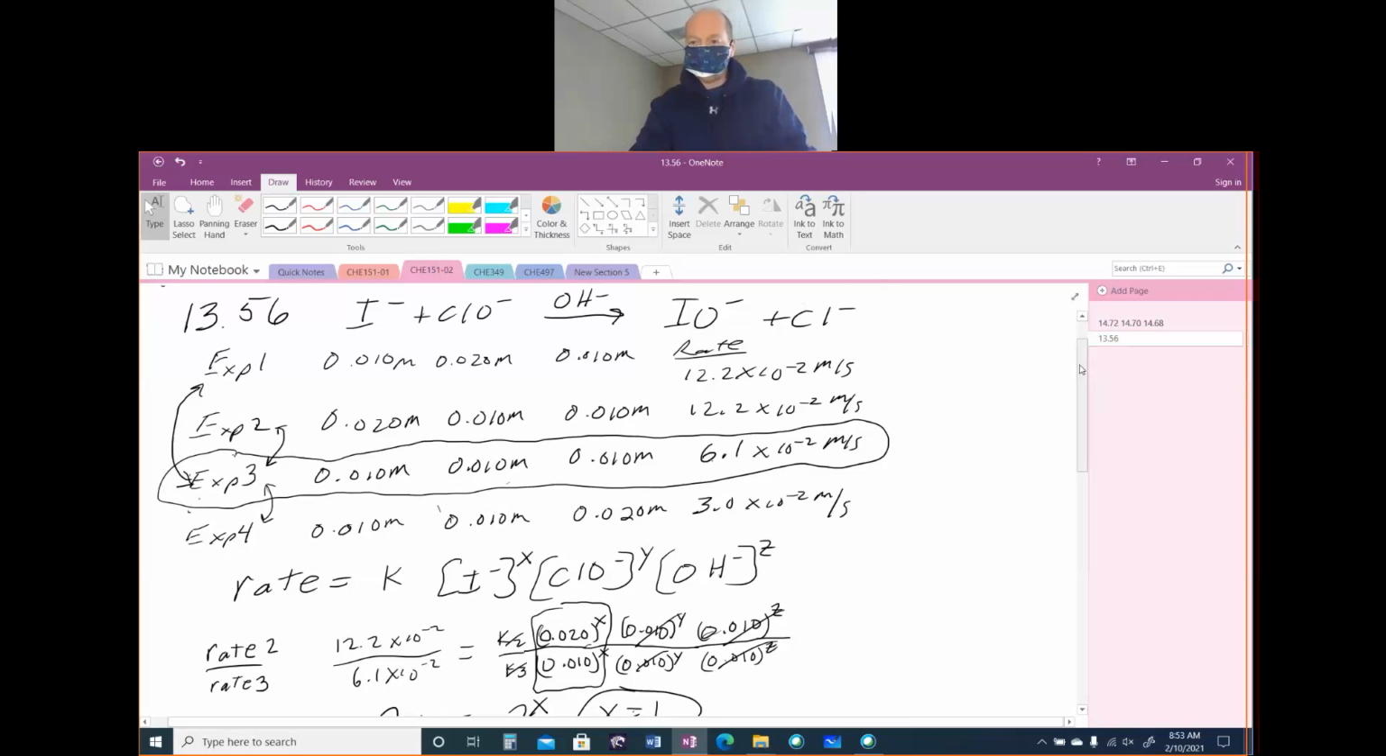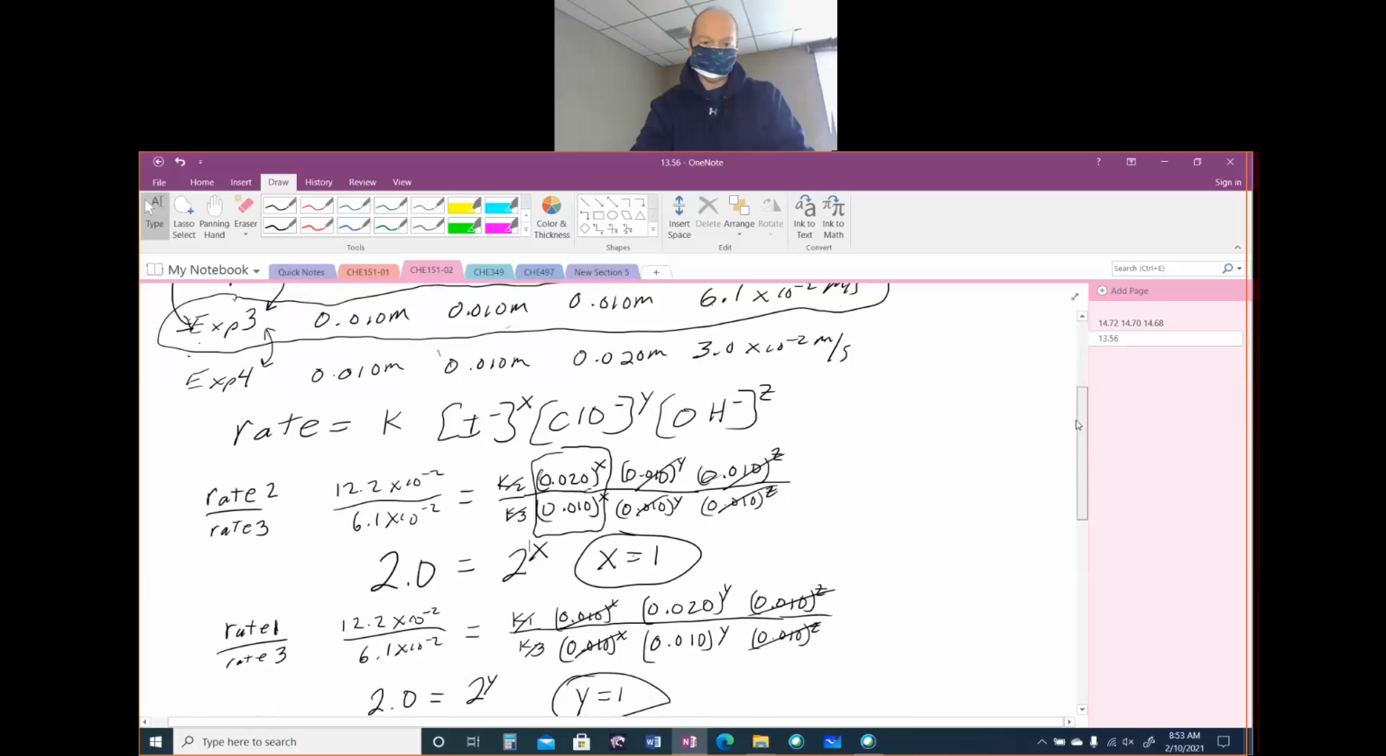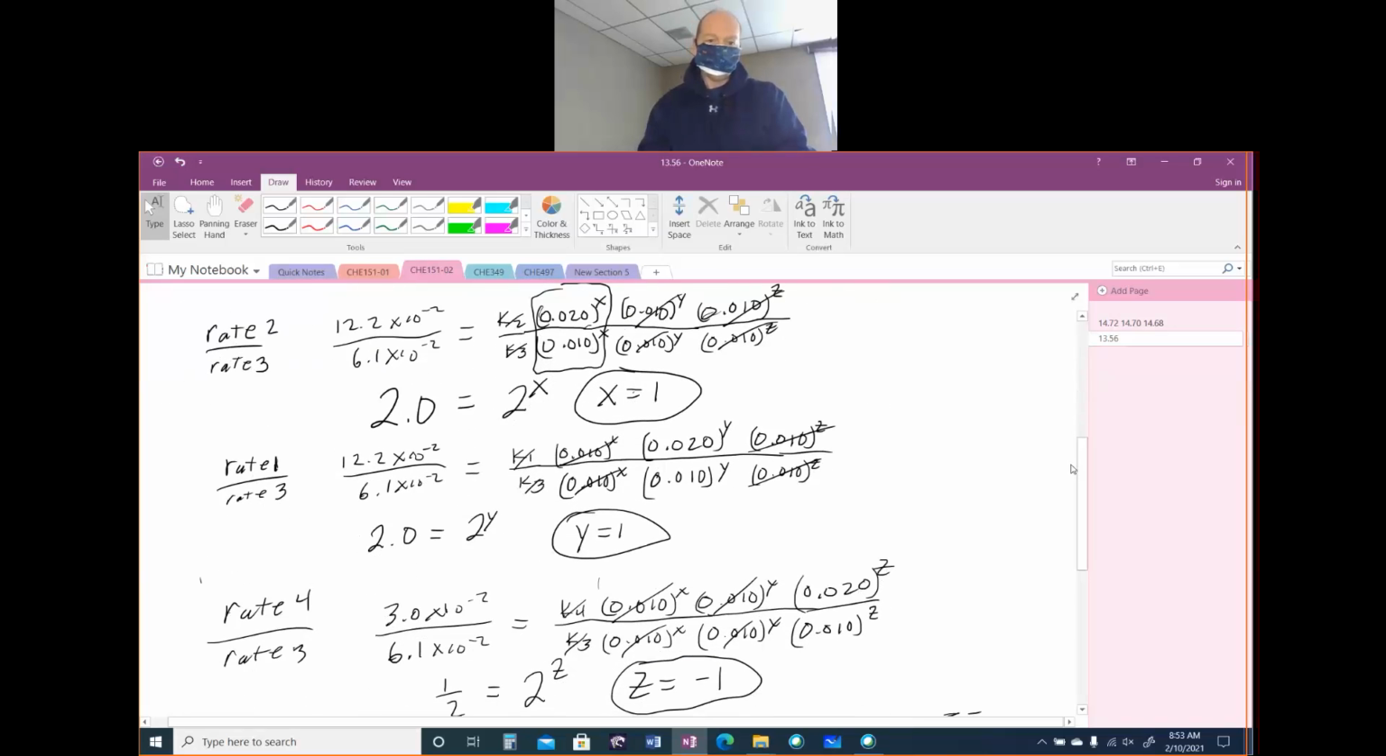Here I'm going to take experiment 1 because that's a higher concentration divided by experiment 3, the lower concentration. When I do my rate 1, you can look, it's 12.2 times 10 to the minus 2. And now you have K1, and then your I minuses were the same at 0.01.